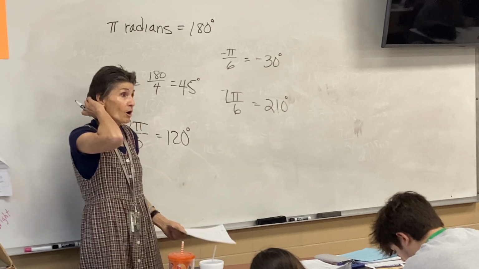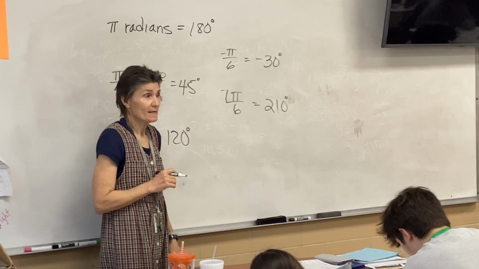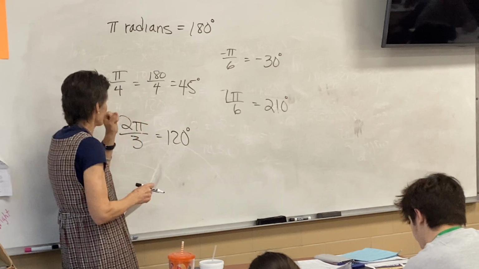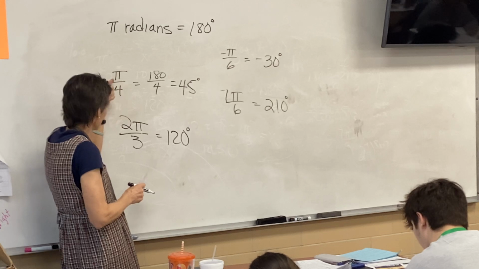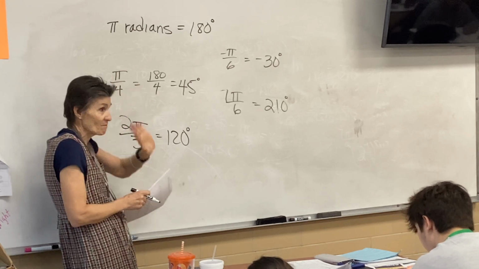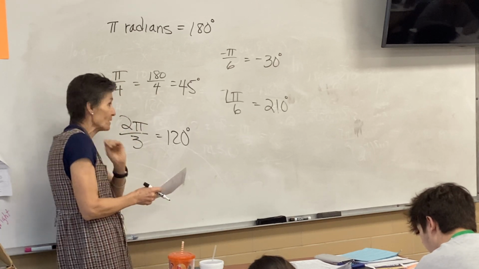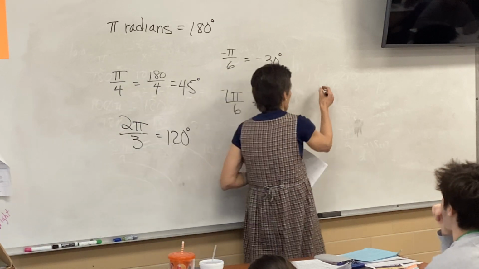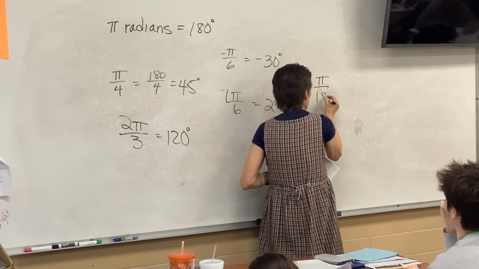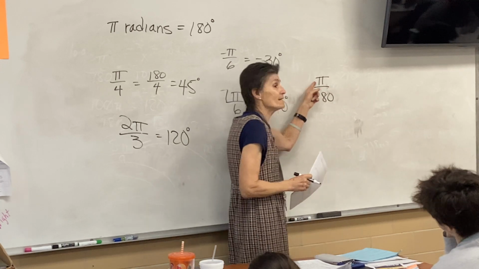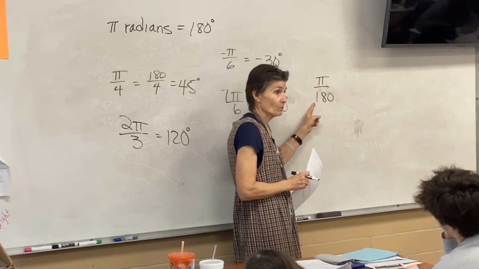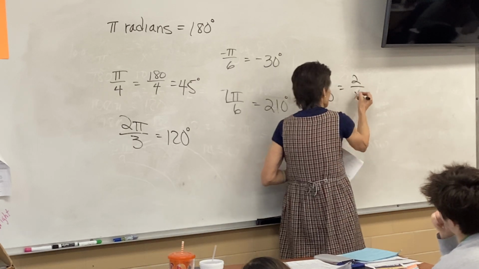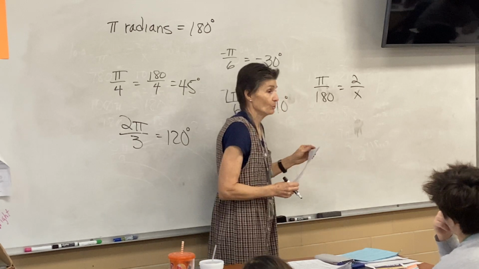Now, E is harder. What's wrong with E? There's no pi. So as long as there's a pi, I've just been putting in 180s there and everything's been fine, and that's the way I want you to do it. But if there's no pi, we have to go back to that ratio we were using before. Pi is the same as 180. So what is the same as 2?